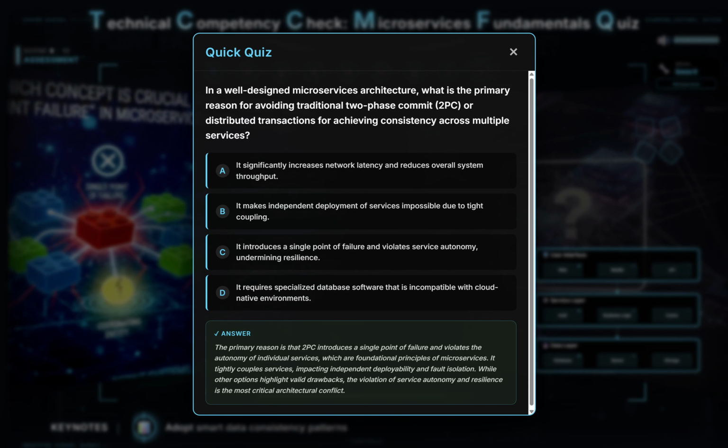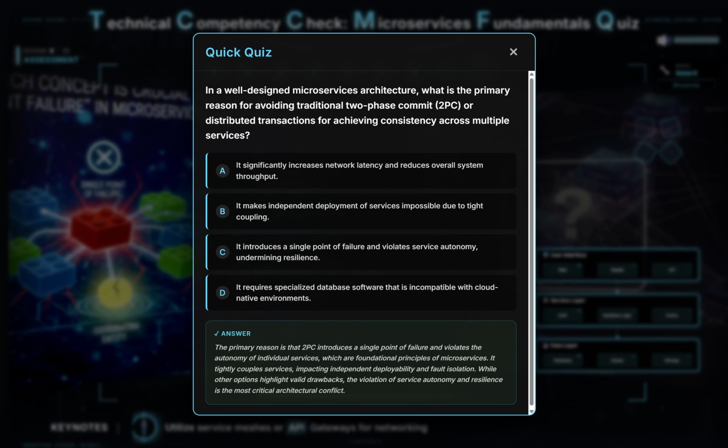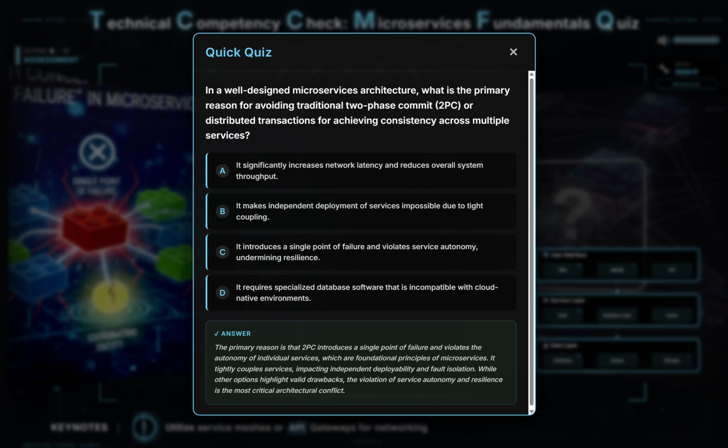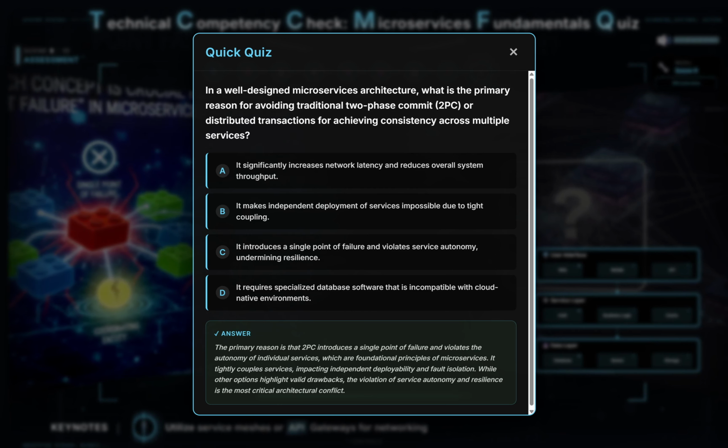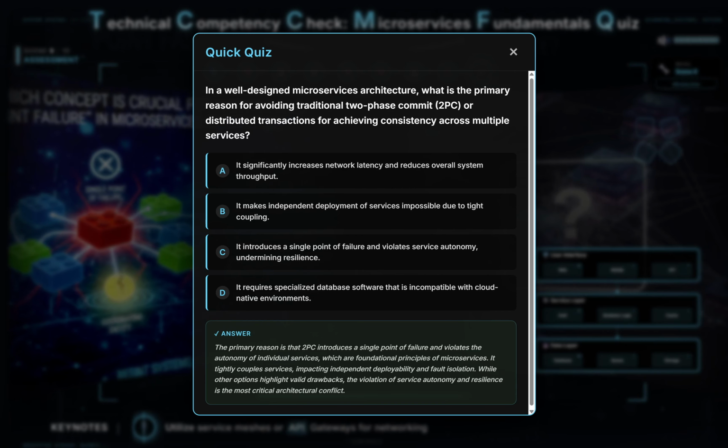In real systems, this shows up when developers default to select for update across service boundaries, only to find their resilient architecture crumbling under the weight of distributed locks. Now that your brain is warmed up, let's explore your next architectural challenge together.